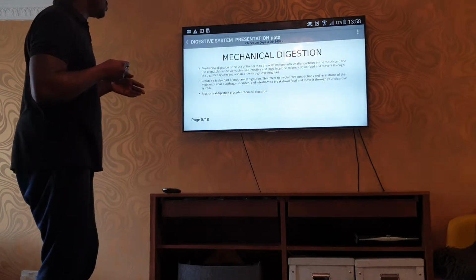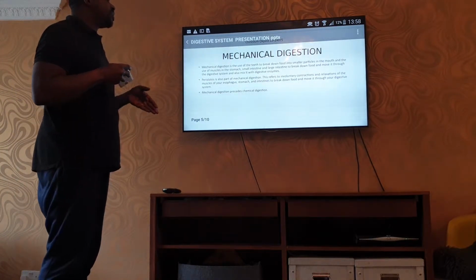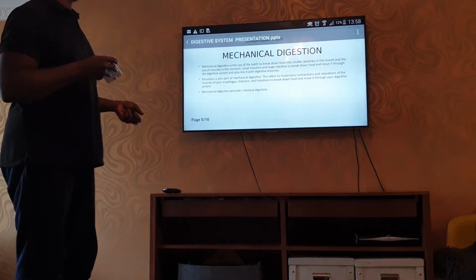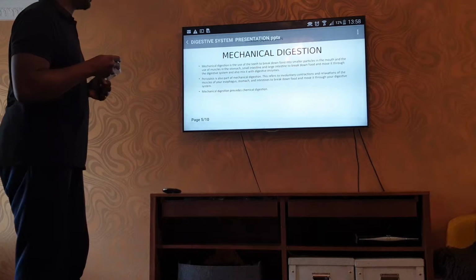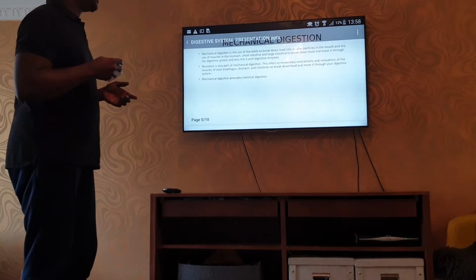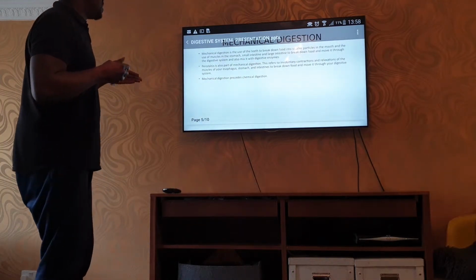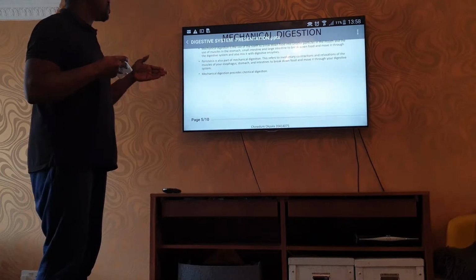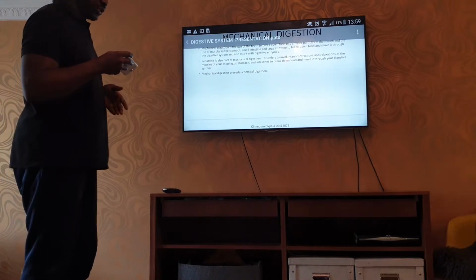Peristalsis is also a part of mechanical digestion. This is the involuntary contractions and relaxations of the muscles of the esophagus, stomach, and intestines to break down food and move it through the digestive system. Mechanical digestion precedes chemical digestion.